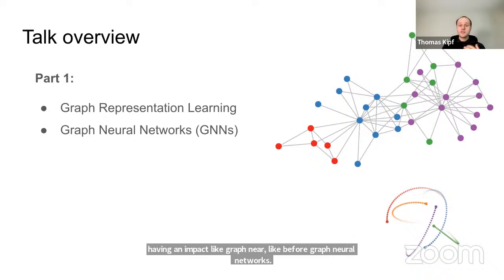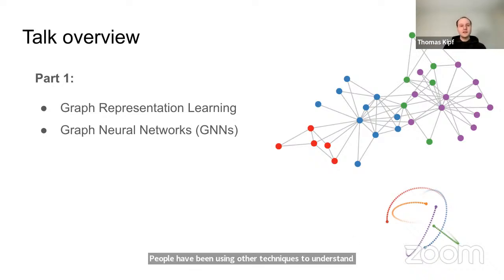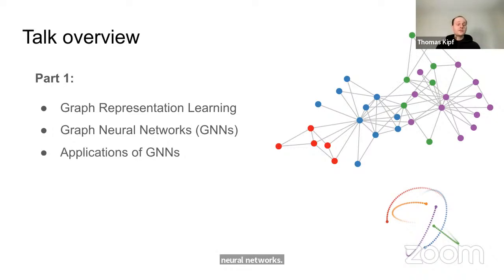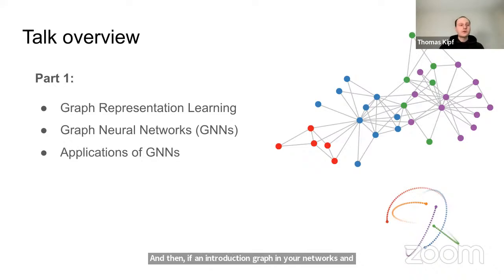Understand graphs, and they're still very successful today. And they really lead up to what we now understand as graph neural networks. And then give an introduction to graph neural networks and revise some of the applications. And then we'll have maybe some time for questions.